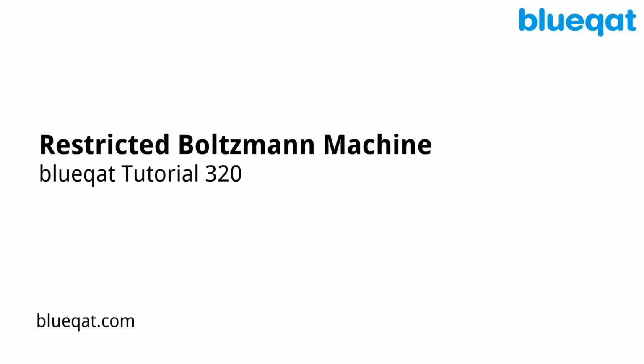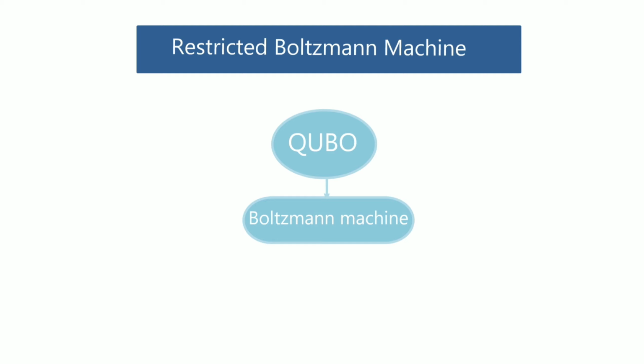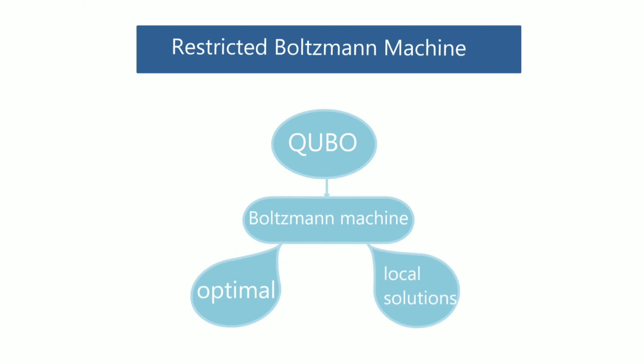In this tutorial, we will be learning about restricted Boltzmann machine. In addition to combinatorial optimization problems, there are other applications that can be computed with QUBO, such as Boltzmann machines, that use probability distribution models of solutions including optimal and local solutions. In this section, we would like to confirm the sampling method in this Boltzmann machine with a simple model.